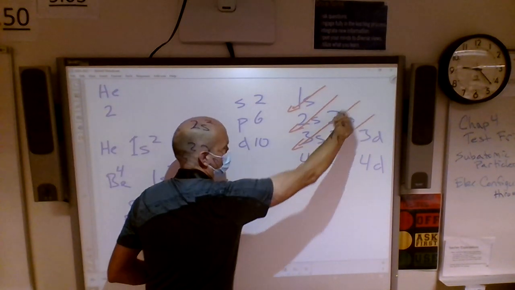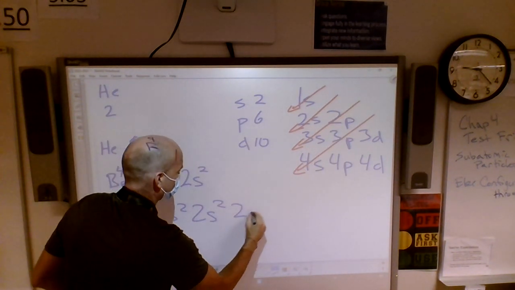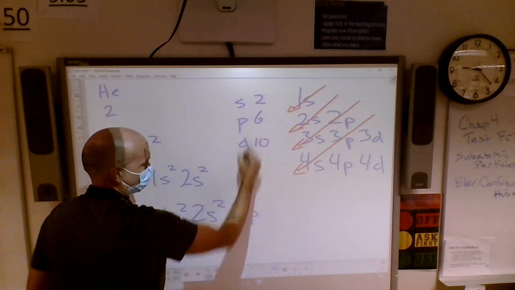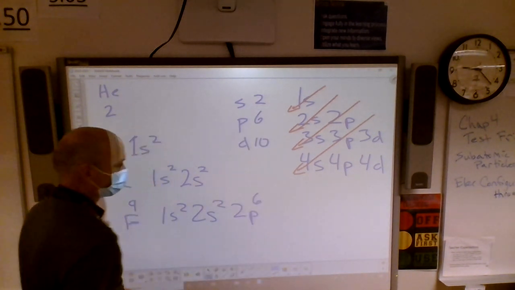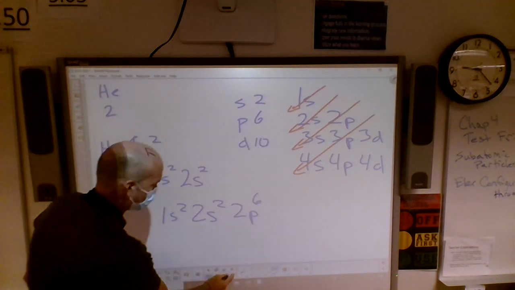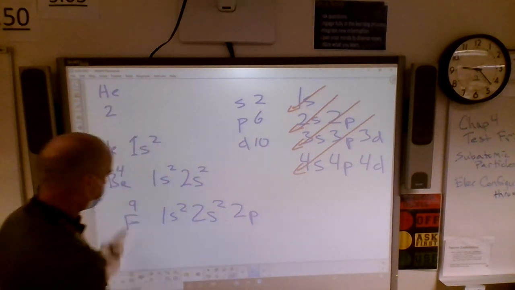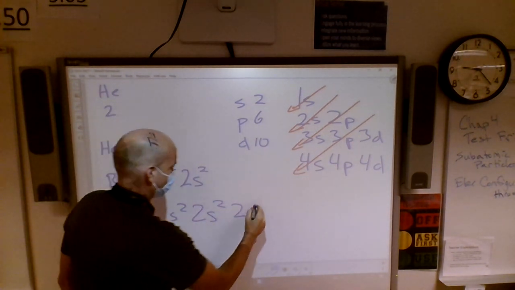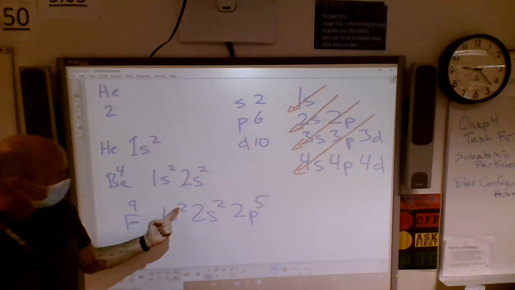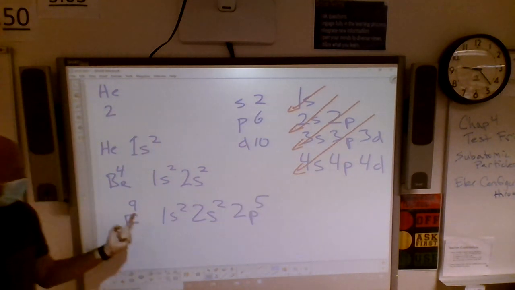Now I go to 2p. Now p's can hold up to 6. Okay, so that means that I can put a 6 right there. I'm sorry, not 6. I only have 5 more. So that's going to be 5 right there. Once again, 2 plus 2 plus 5 equals 9.